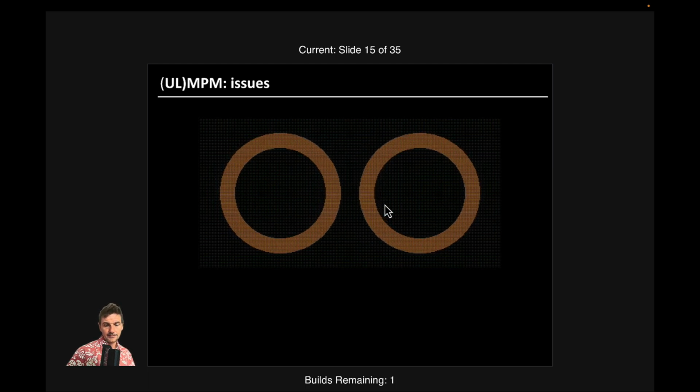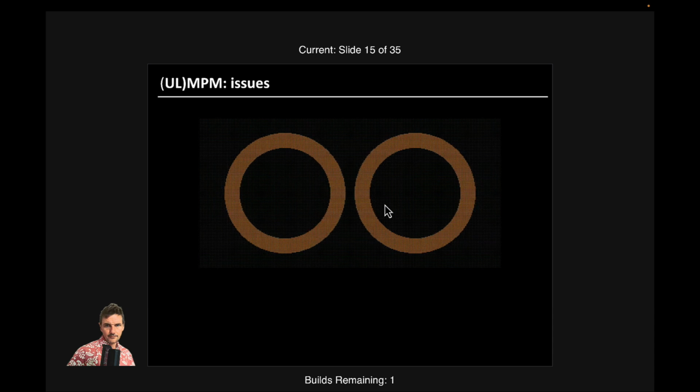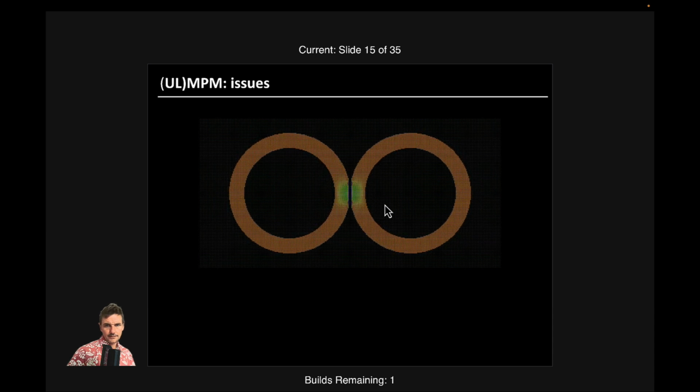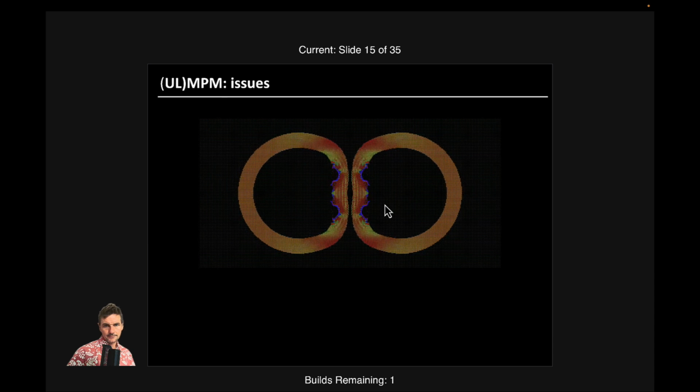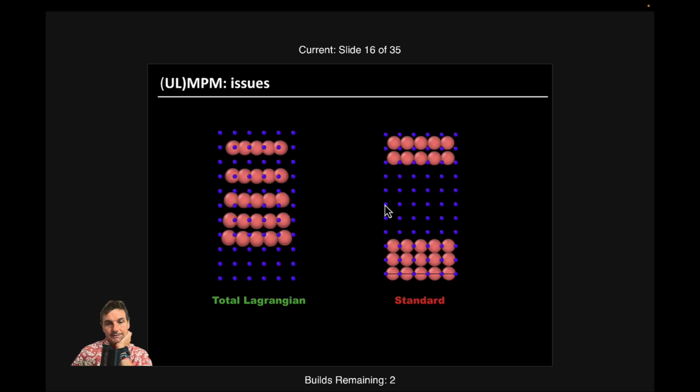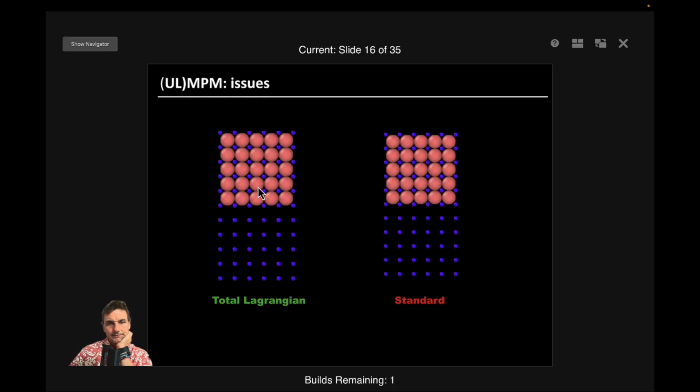So if you look at these two annuli that are colliding, so what is that? Clearly, that's not something that you want, because this is not a structural effect at all. So we'd like to get rid of this. And this is called cell crossing instability. So let's look at what that means.